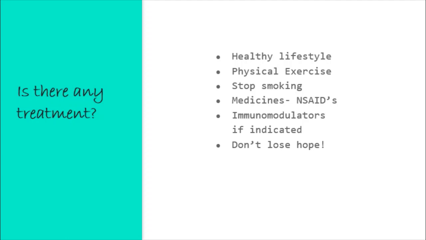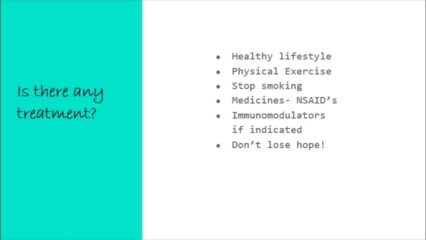So what are the treatment options for AS? Maintaining a healthy lifestyle is the most important factor. Incorporating an exercise regime that is consistent is also important. This may be anything such as swimming, playing sports, or gymming. It should be done regularly. If there are any addictions such as smoking, this should be stopped.